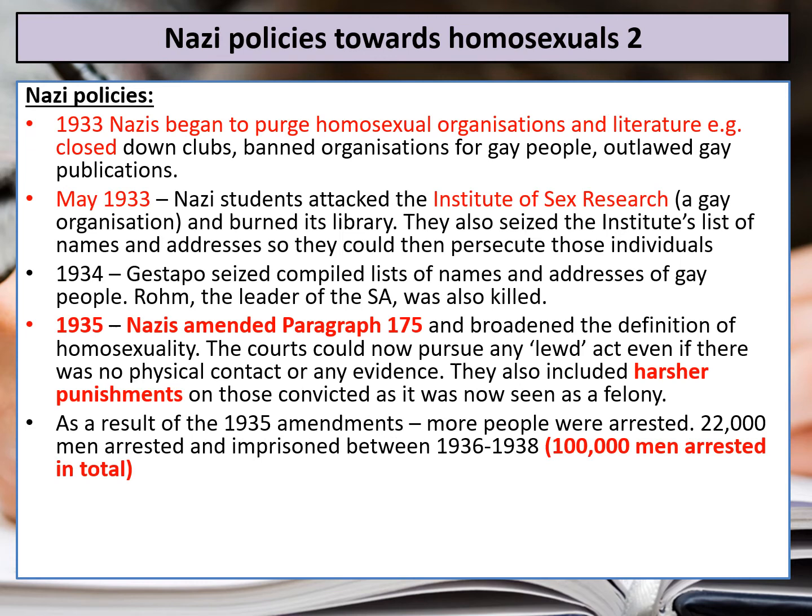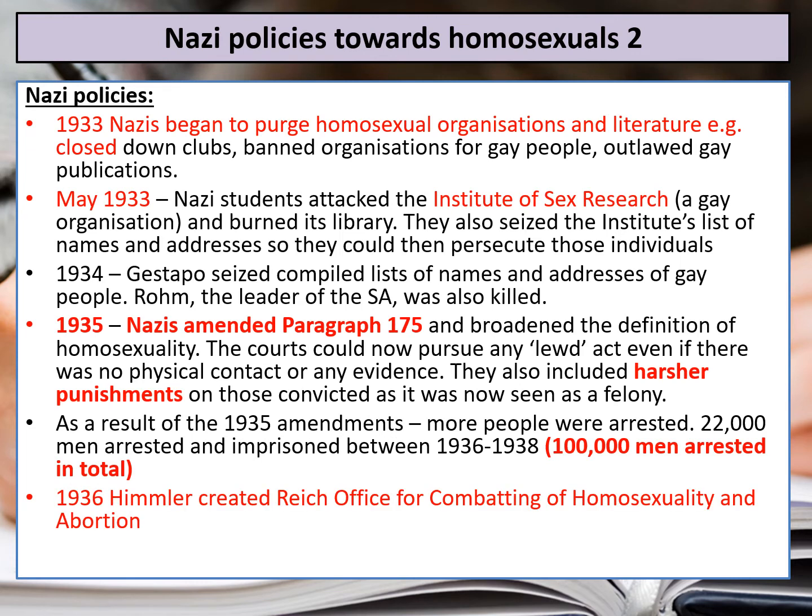We're now going to look at Nazi policies towards homosexuals and how they changed over time. The Nazis began straight away with trying to purge gay organisations in 1933. They wanted to reverse the positive changes that had been made throughout the Weimar era, because remember there had been lots of clubs that had been created for gay people, especially in big cities like Berlin. So the Nazis began immediately to try and purge homosexual organisations and literature. They closed down clubs, they banned organisations for gay people, and they outlawed gay publications as well.